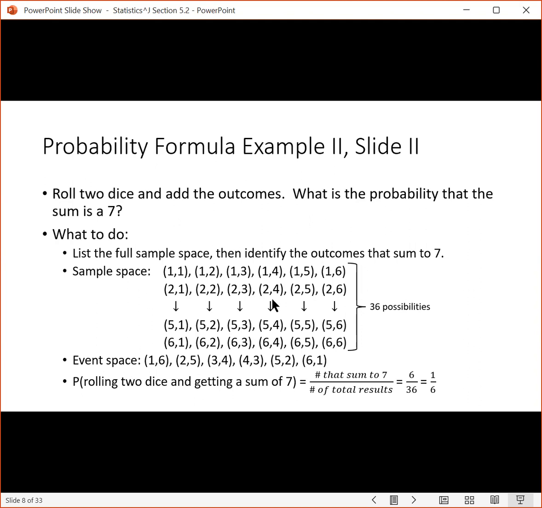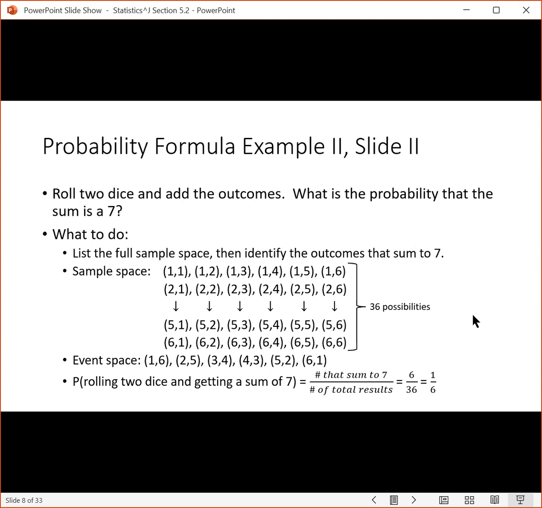And then for your event space, you'd have to look in the full sample space and identify all of the outcomes that end up with a 7. So we'd get 1 and 6, that sums to 7, 2 and 5 sums to 7, 5 and 2 sums to 7, 6 and 1 sums to 7. So there are 6 total. And so if you then do the probability, it's again still the ratio: the number that summed to 7, which is 6, over the number of total results, which is 36.